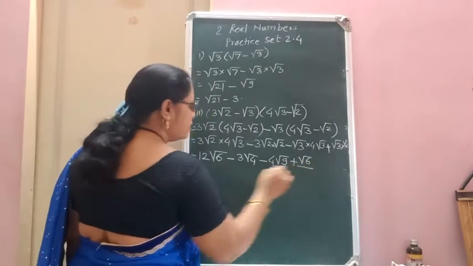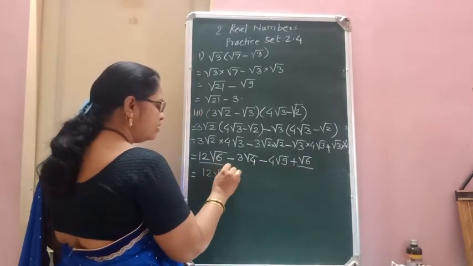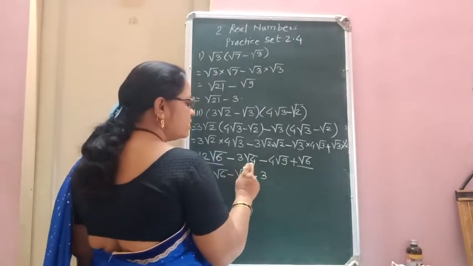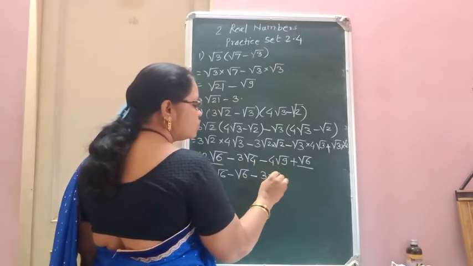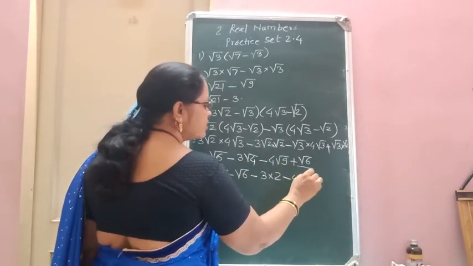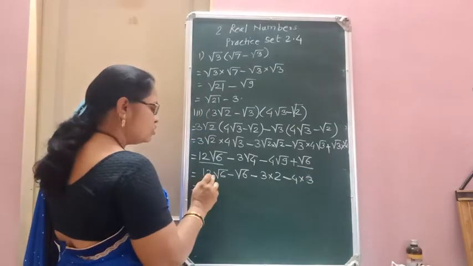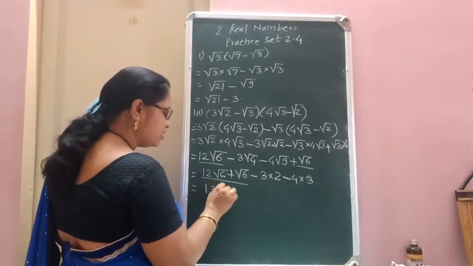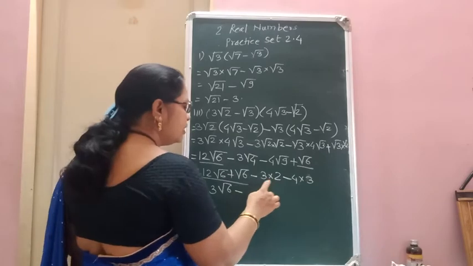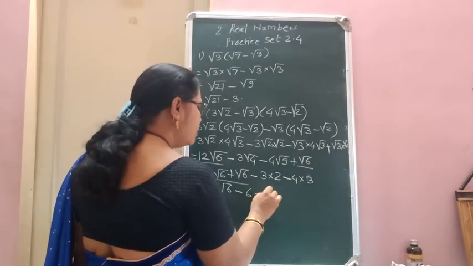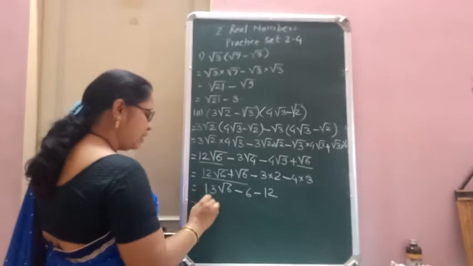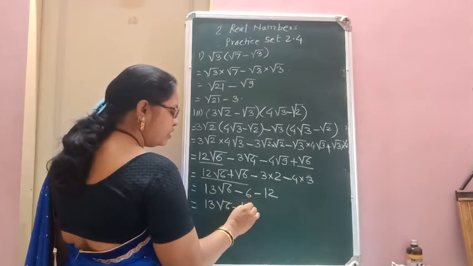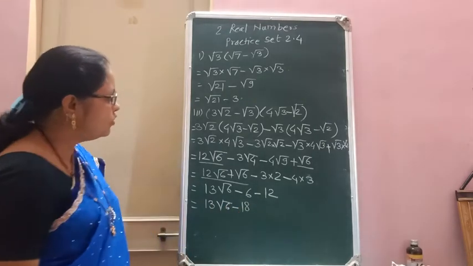Now write these similar terms side by side. The remaining terms: 3 into root 4, that is 2, minus 4 into root 9, that is 3. So 12 root 6 plus root 6 will be 13 root 6. 3 into 2 is 6, 4 into 3 is 12, and 6 minus 12 will be minus 18. So this will be the answer.